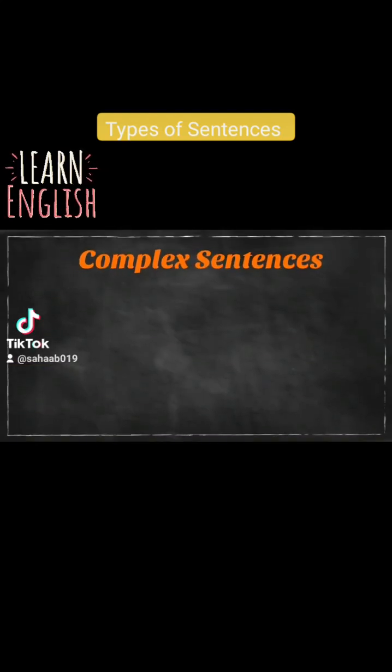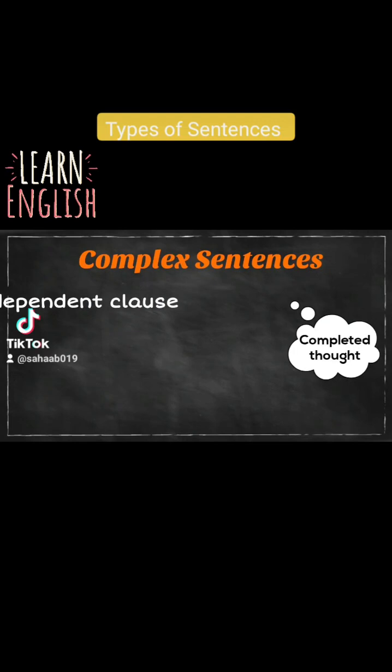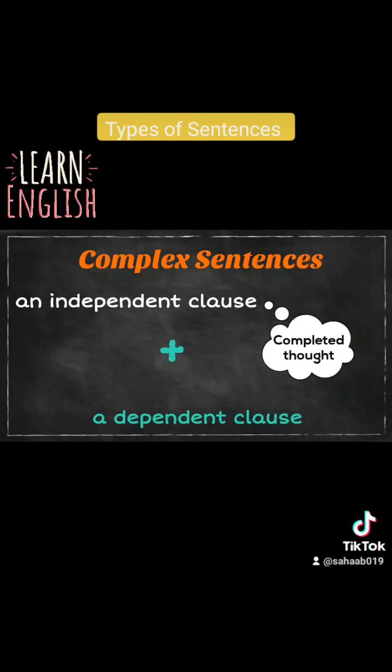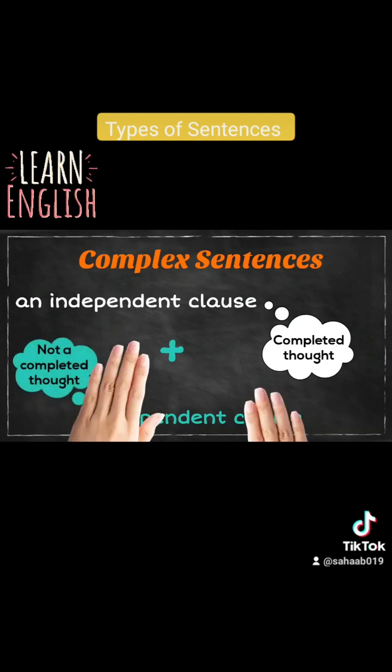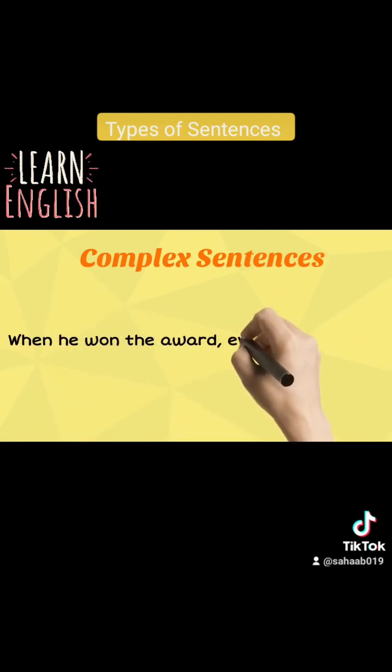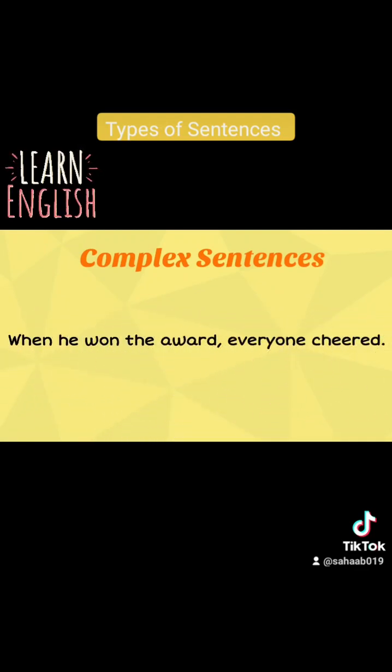Complex sentences. Complex sentences are composed of an independent clause and a dependent clause. Dependent clauses are not completed thoughts. Here is a complex sentence. When he won the award, everyone cheered. This is the independent clause because it has one subject and one verb, and it's a completed thought.